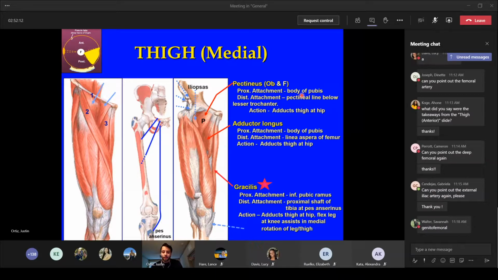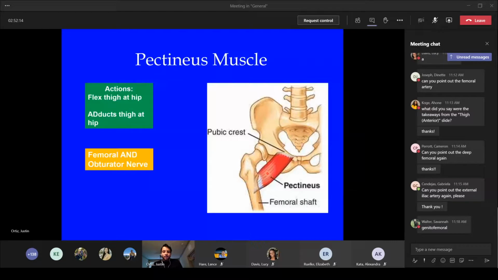This is important. So you have, again, the pectineus muscle here. We're just simplifying it into simple images. You see the pectineus attaching to the superior portion of the pubic ramus, right here, and attaching roughly to the linea aspera. It's going to flex the thigh at the hip, right, because of its angle, and it's going to adduct the thigh at the hip. It's going to get femoral and obturator nerve. So femoral and obturator nerve. So I would note that.